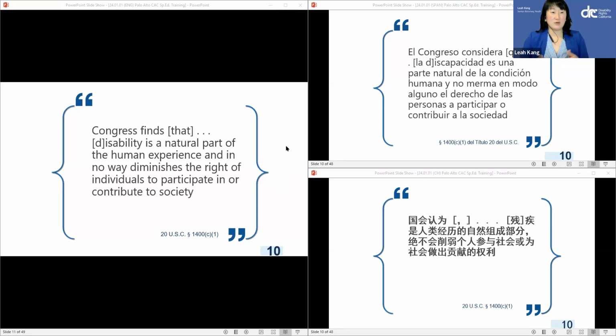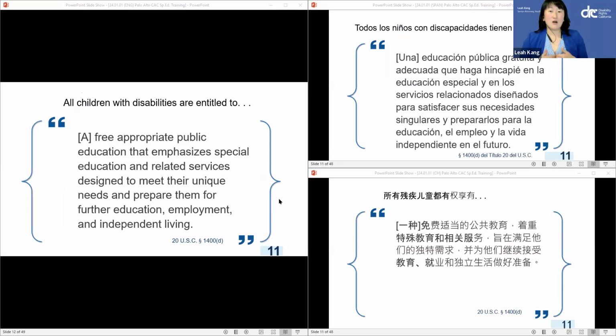And then the next quote in the next slide, it also says, all children with disabilities are entitled to a free, appropriate public education that emphasizes special education and related services to meet their unique needs and prepare them for a future. When I think about this, I really want to impress on us, the law is saying the responsibility is on the school to meet your students' unique needs, because disability is a natural part of the human experience.